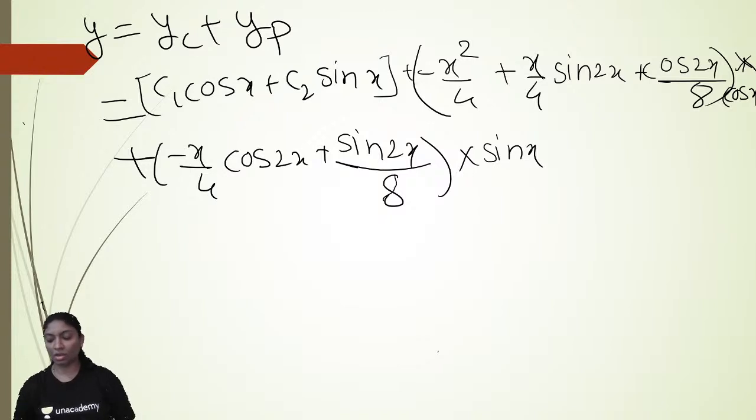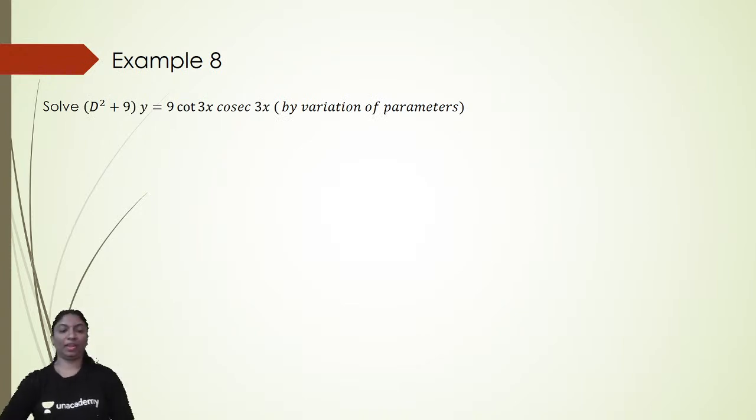Okay, now the next example we will see. This is a very interesting example: (D square plus 9) y is equal to 9 cot 3x into cosec 3x, by variation of parameters. So we can use variation of parameters here.